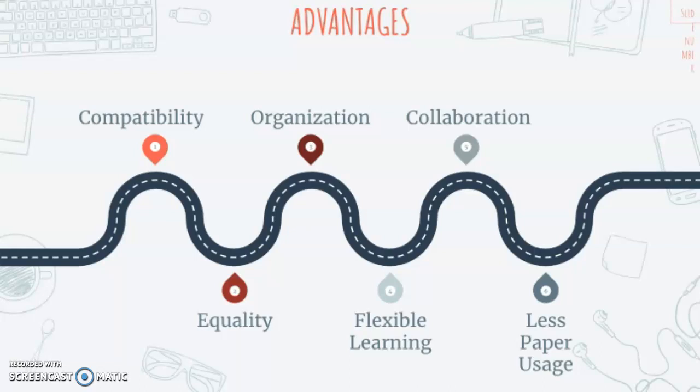Some other things are organization. Flexible learning, students are now able to use their device at home so they can continue their learning at home. Collaboration, students can now collaborate when they're not in school as well. They don't have to be sitting next to each other. They can work on items at home, and less paper usage.